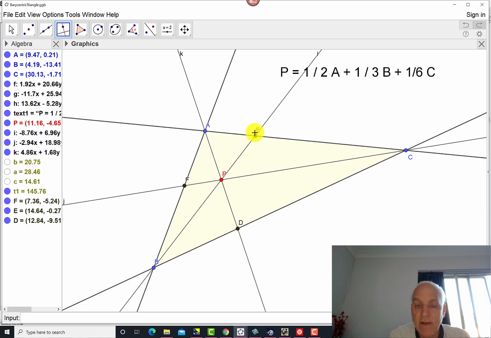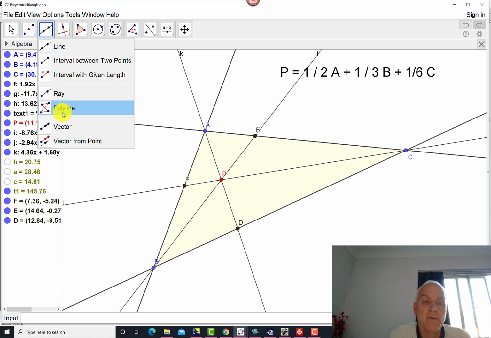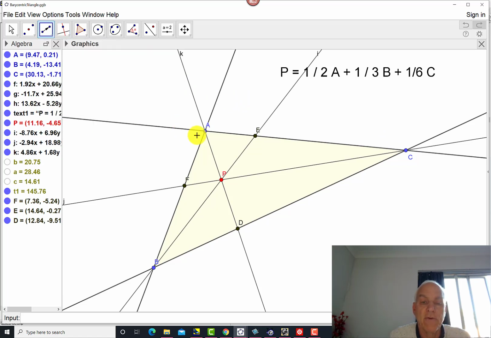So this vector and this vector are in the ratio of 1 to 3. For example, I can actually make some vectors and show you that. So vector from A to E, there it is. There's that vector A to E. And the vector from E to C, there it is there. And yes, indeed, this vector V is 3 times the vector U.